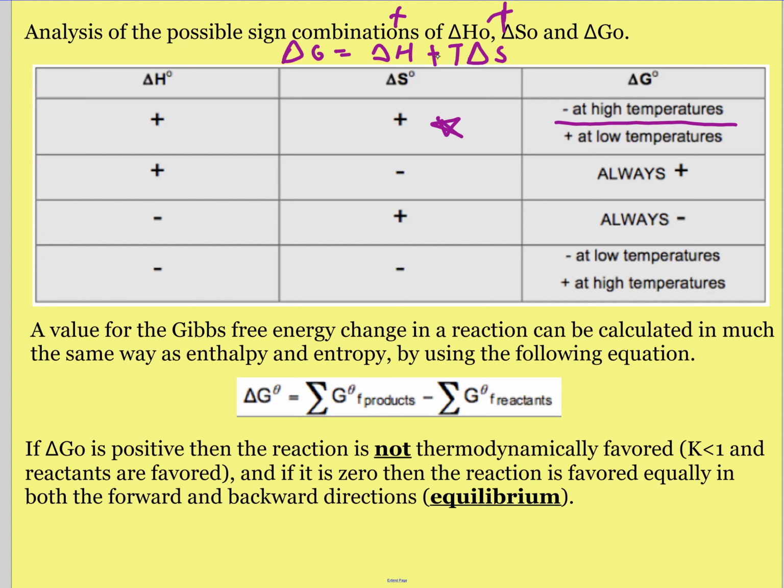If they give you delta H's and delta S's and a temperature, you can calculate the Gibbs free energy and tell if it's thermodynamically favorable or not. Or, just like we saw with entropy and enthalpy, we can do the sum of the products minus the sum of the reactants. You don't see that a whole bunch, but you will see it. If delta G, the Gibbs free energy, is positive, then the reaction is not thermodynamically favorable. If it's 0, then the reaction's at equilibrium, and if it's less than 0, then it is thermodynamically favorable.